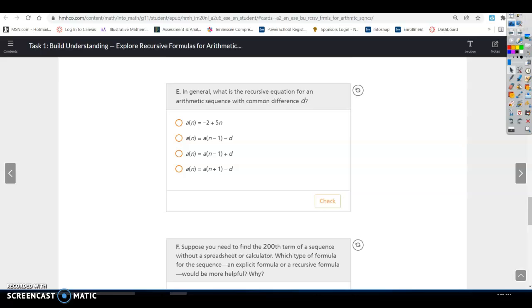So in general, what is the recursive equation for an arithmetic sequence with common difference d? It's going to be your previous term plus your common difference.